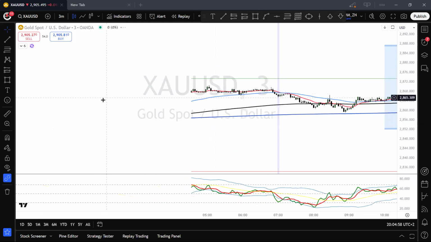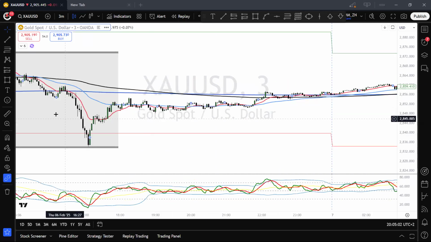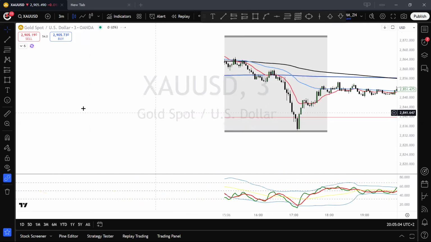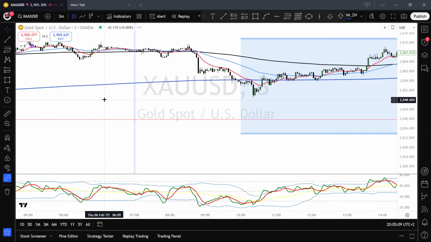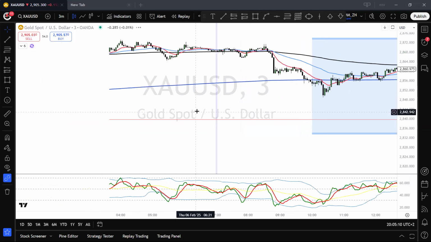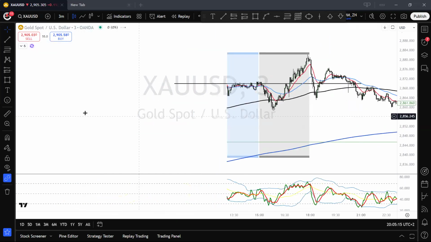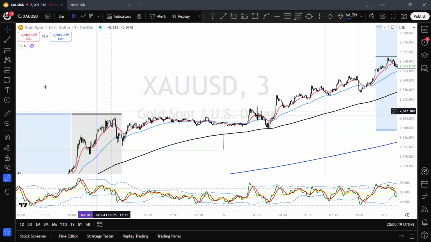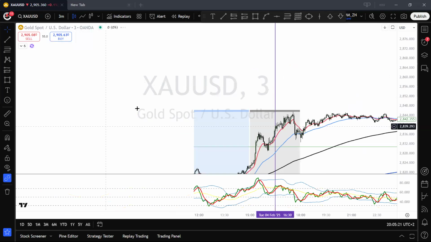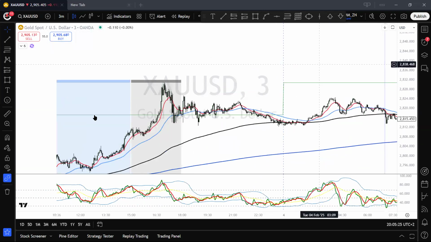Okay, so let me quickly scroll to the 3-minute. I just wanted to continue explaining my entry, which I would have taken if I was looking at that price action on the 27th of January 2025. I had also mentioned that if any of you knows how I can scroll back in time faster than this, please do let me know, because scrolling like this is a bit annoying.